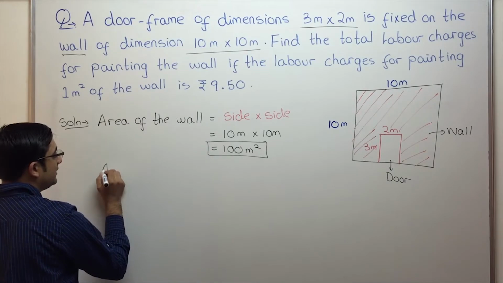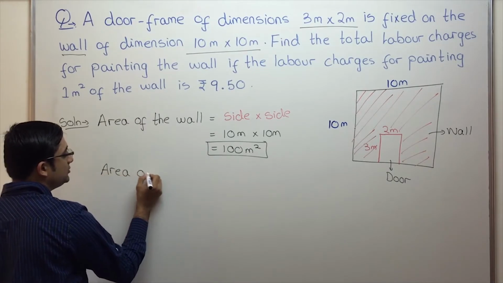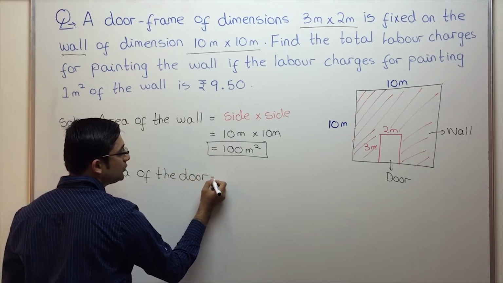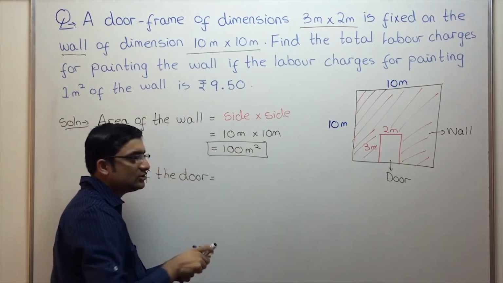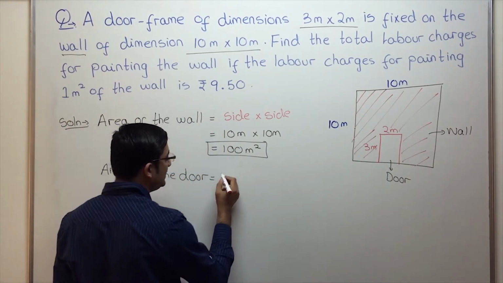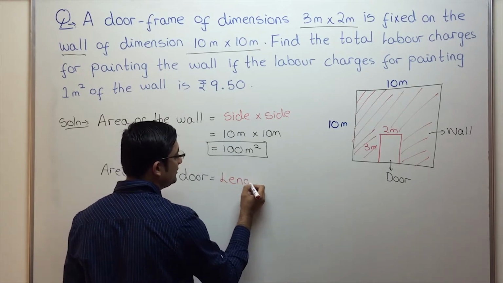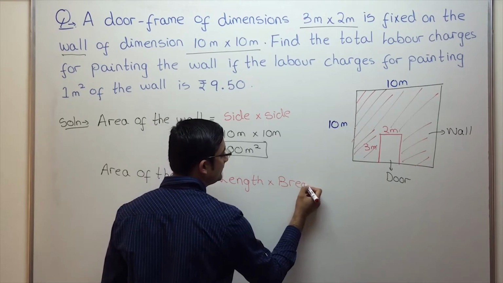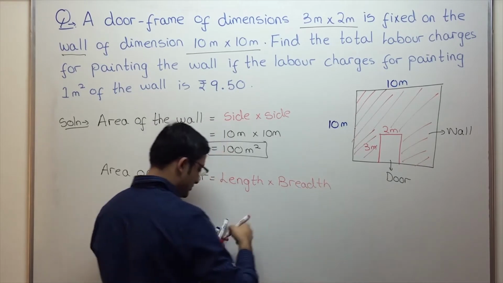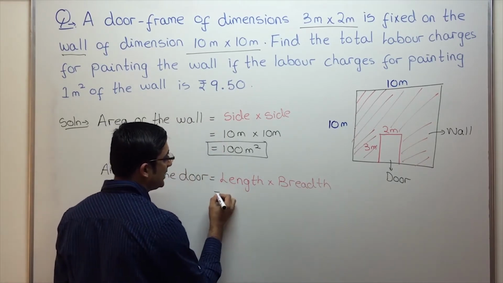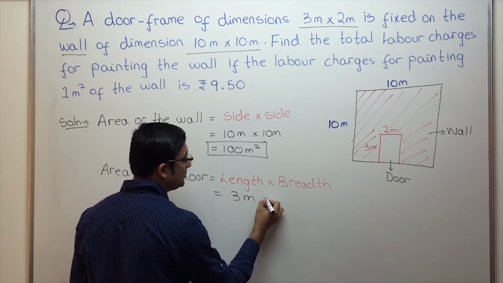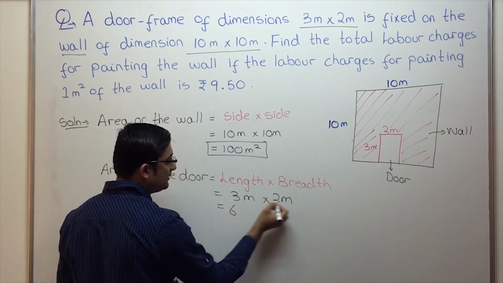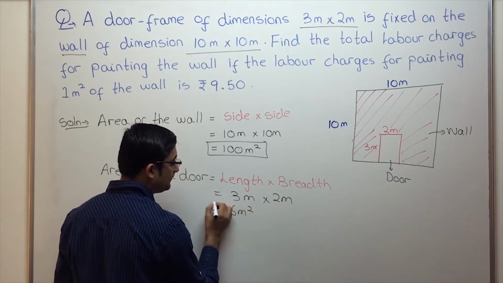Similarly, let's find the area of the door. So we have area of the door. Now the door is in the shape of a rectangle. So what is the formula for area of a rectangle? Length into breadth. So length multiplied by breadth or width. So let's plug in the values. That is 3 meters by 2 meters. So 3 multiplied by 2, 6. Meter into meter, square meter.